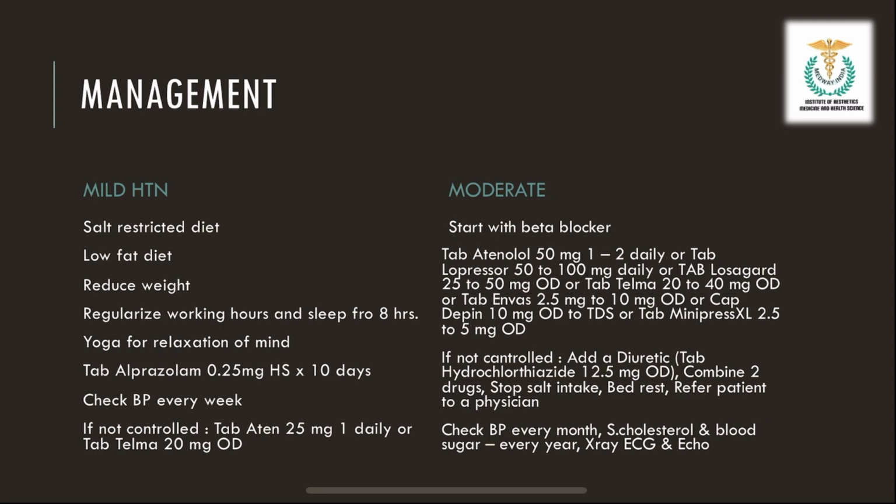And while doing the management, we can divide the condition into mild hypertension, moderate hypertension, and severe hypertension. So in these conditions, how we can manage the hypertension. So coming to the mild hypertension, that is where the systolic will be between 120 to 140, and the diastolic will be 80 to 90 mm.